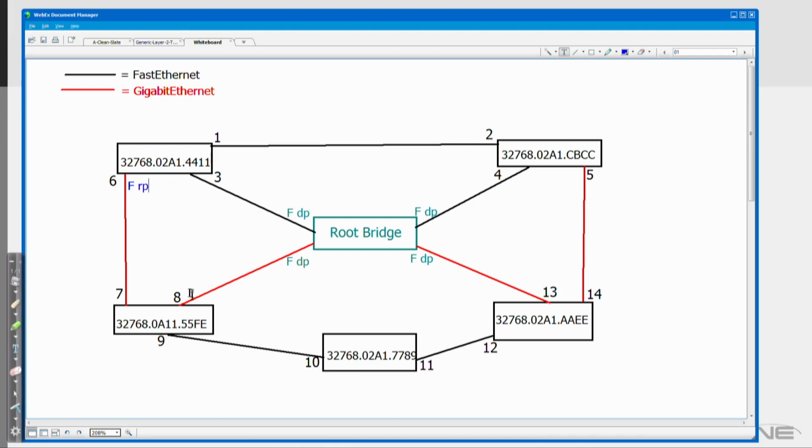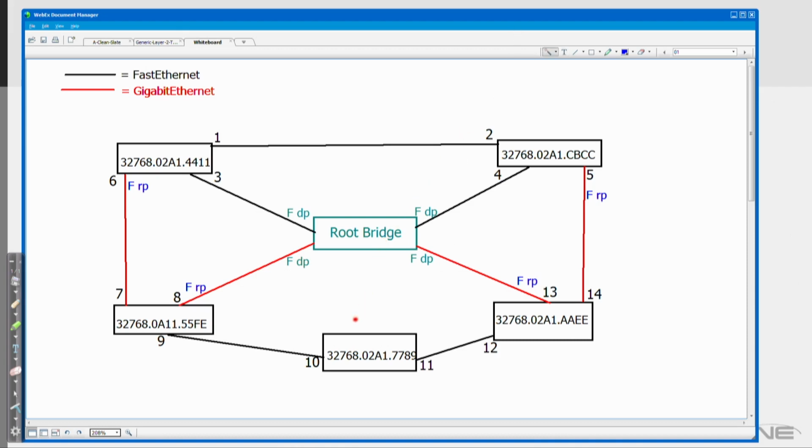55FE down here, I think we can pretty much safely assume that his port number 8 will be his root port because that's a cost of 4. Every other path he has is larger than that. If we move over here to CBCC, we have the same thing. It's 19 going straight down. It's going to be 19 plus something going across, so we can rule that out. But it's going to be 4 plus 4 going this way, so it's going to be 8. So we can mark that as our forwarding root port. AAEE, that's going to be his forwarding root port because that's a cost of 4.